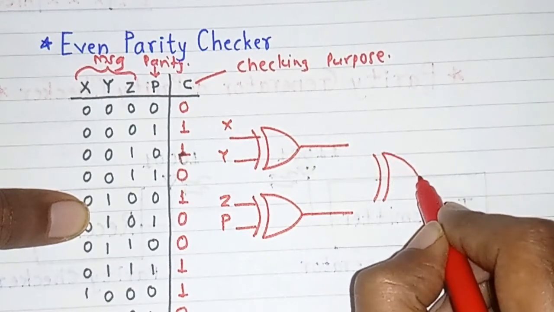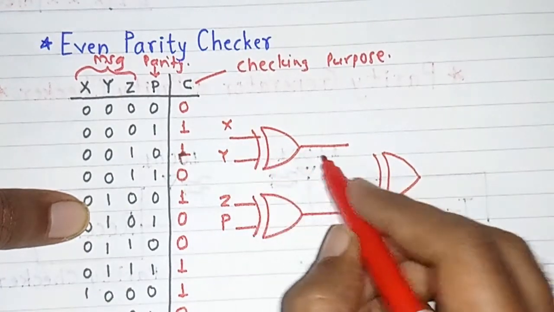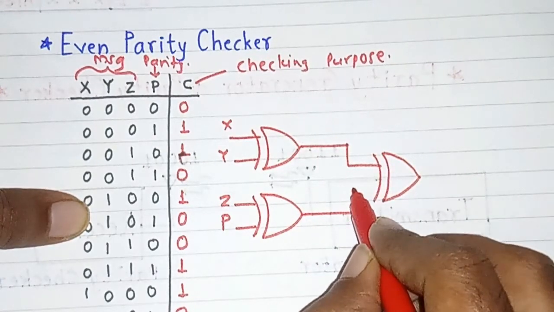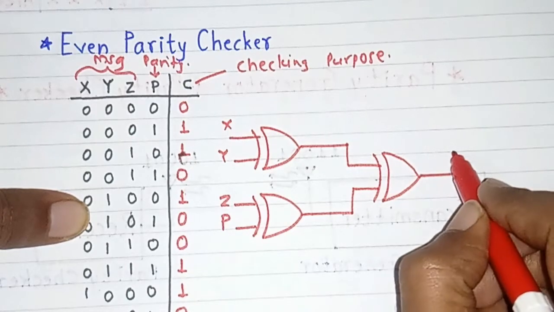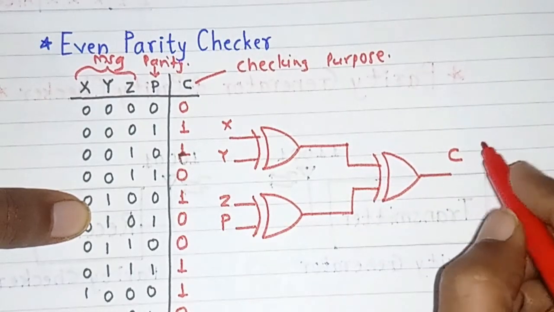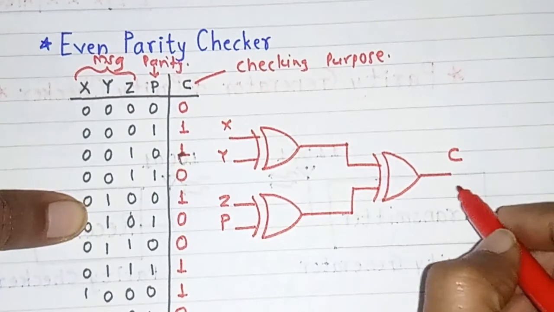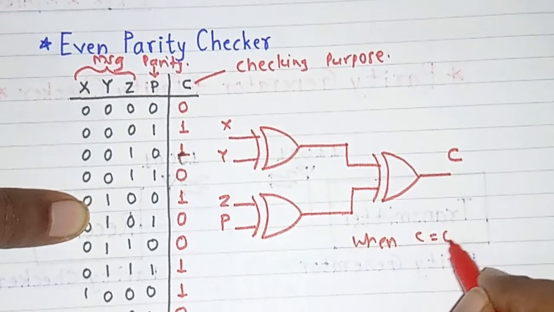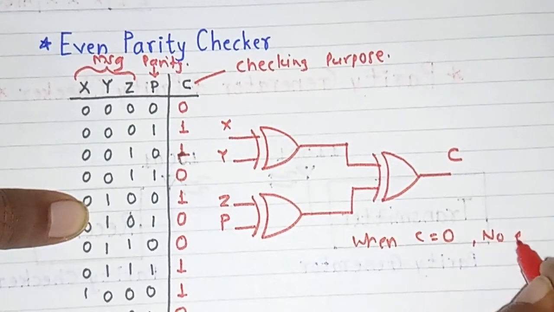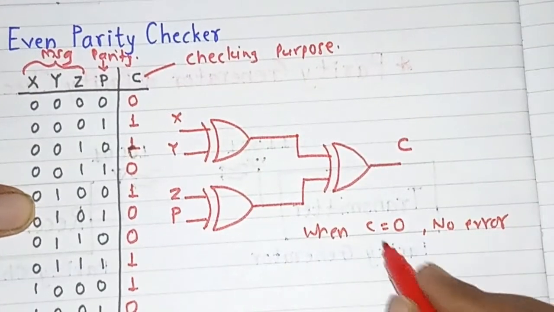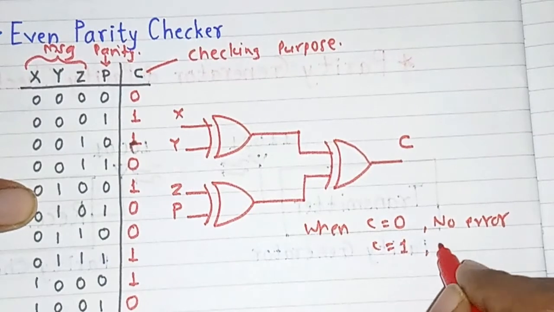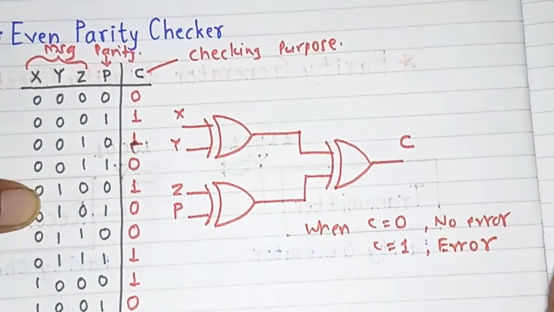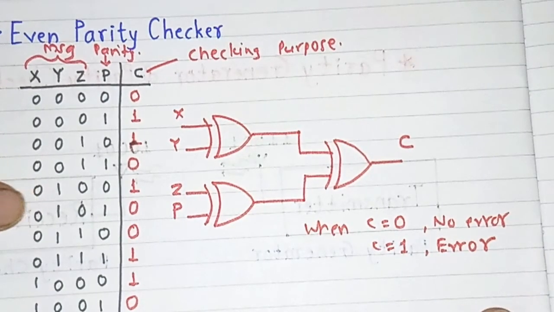Finally, the output of the first XOR gate and the second XOR gate will be XORed again, and it will be taken as the final checker output. So when C is 0, there is no error, and when C is 1, then there is an error. Like this we can design the even parity checker circuit.